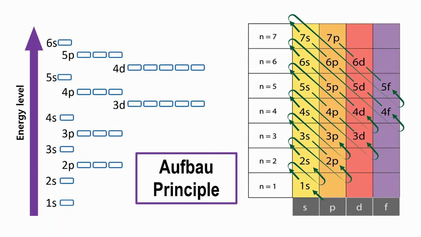According to Aufbau's principle, electrons occupy orbitals with lower energy before they occupy orbitals with higher energy. Based on the diagram on your right, the orbital with the lowest energy is the 1s orbital, followed by the 2s orbital, then 2p, 3s, 3p, 4s. You follow the arrow in the diagram until you reach the orbitals with the highest energy.